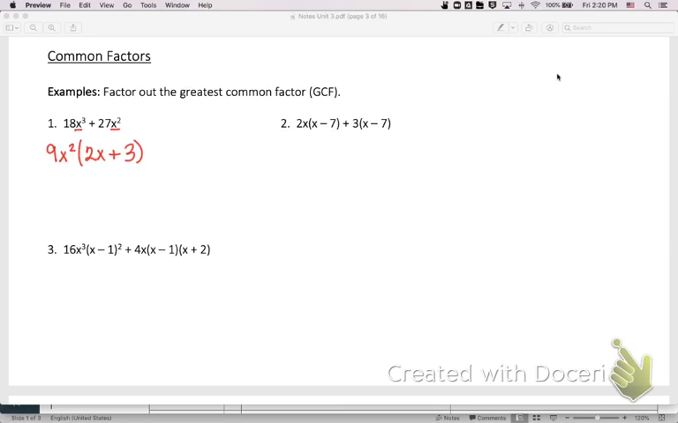For number two, it's not quite as straightforward, but this is more the types of problems that we're going to start seeing. The factor that these both have in common is x minus 7. So we can factor out the x minus 7. If I divide the first term by x minus 7, that's going to be divided out, so we're just left with 2x. And if I divide the second term by x minus 7, we're just left with plus 3. And so now, ta-da, we have the factored form of this expression by factoring out x minus 7.